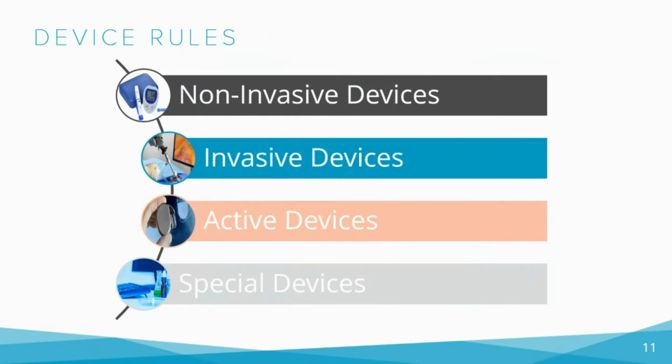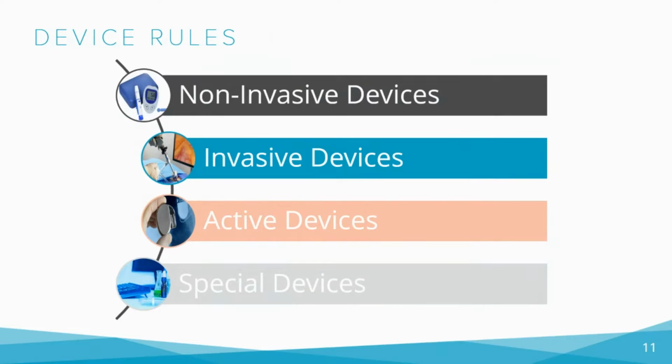Currently, there are 22 rules which are categorized into four types: invasive devices, non-invasive devices, active devices, and special devices. Rules 1 to 4 are for non-invasive devices, which are the devices that do not enter the body through any opening or through the surface of the body itself. Rules 5 to 8 are for invasive devices, the devices that enter the body in whole or in part, either through an opening of the body or through the surface of the body.